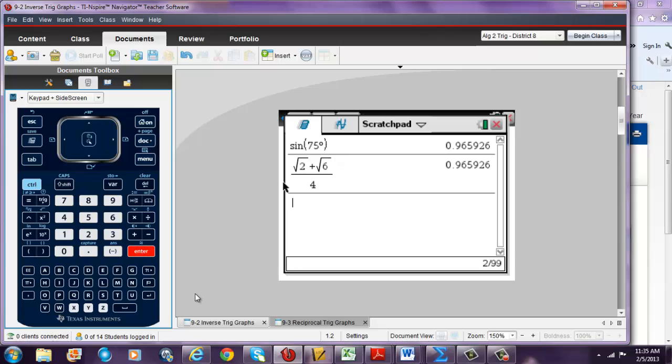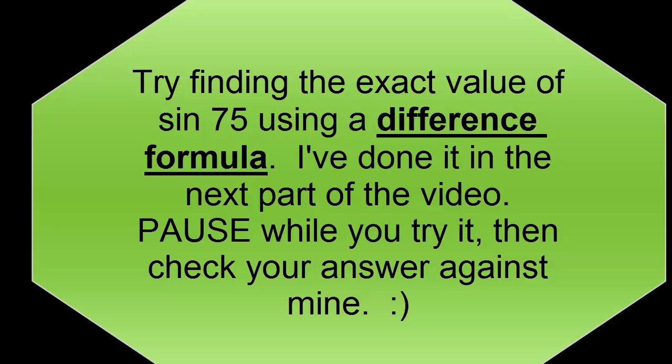What I'd like you to do next is find the same value, sine 75, using the difference formula. Pause, try it, and then watch my work in the next segment.